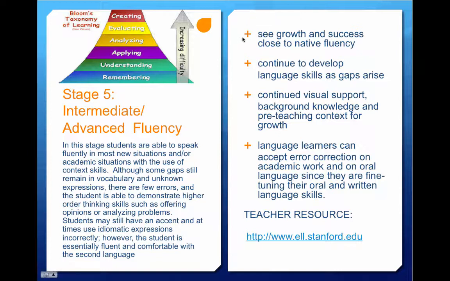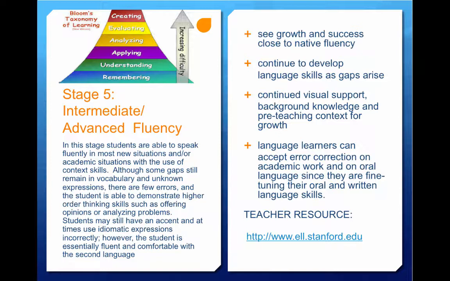So you'll see here we have a few things that we do within this stage. First of all, we see growth and success close to native fluency. We continue to develop language skills as gaps arise. This is when we get more into native language instruction. We start using language vocabulary skills, developmental writing skills, and things, still with some support. We're using organizers still. We're using some extended time in processing for language to come through.